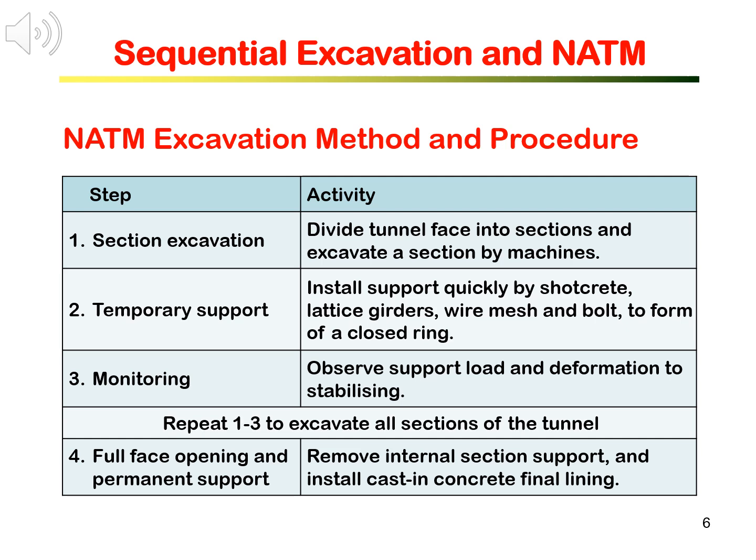With one section advancing, then the steps are repeated to excavate the next section. Repeat the step 1 to 3 to excavate all the sections of the tunnel. The last step is to remove all the internal support between the sections, open up the full face of tunnel, and install cast-in-place concrete lining as a final lining.